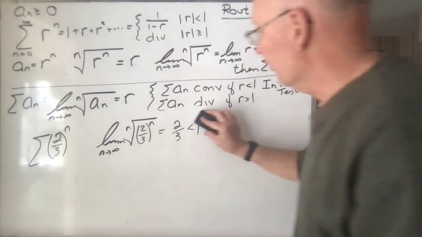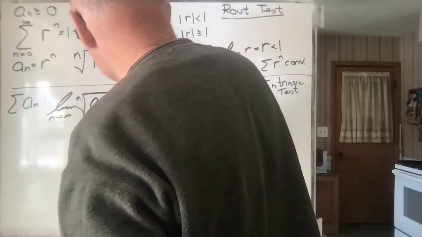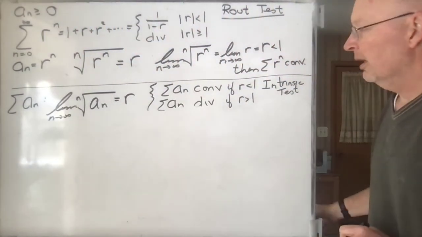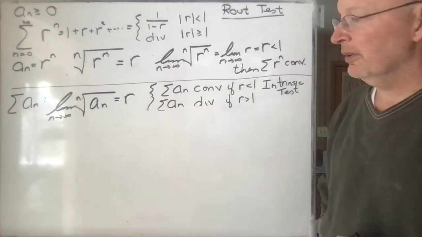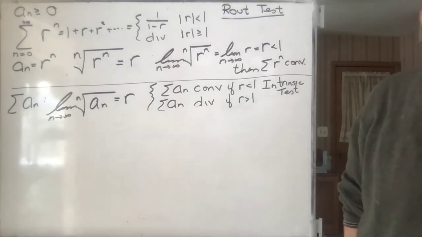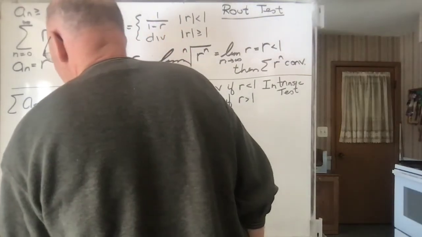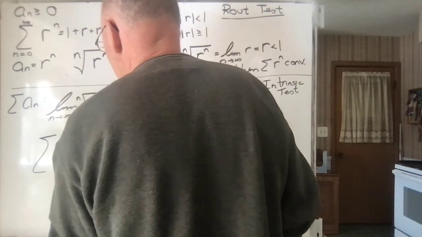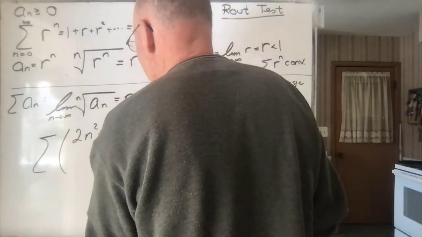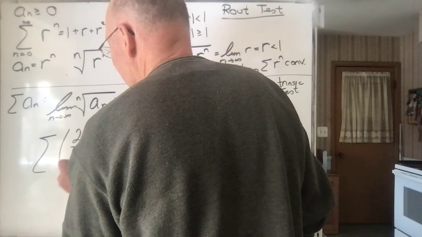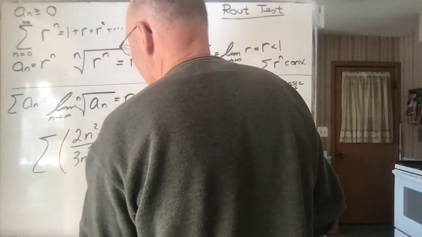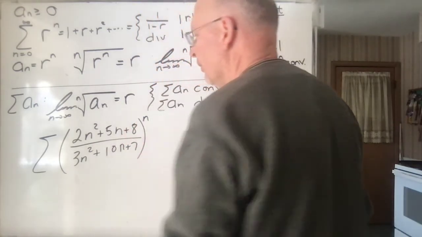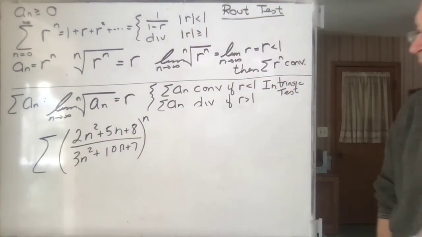The ratio test was especially nice whenever you have factorials, because if you take the nth root of a factorial, that doesn't lend itself to being solved. But where the root test is very nice is if you have something like this. Here's an example of something, say 2n squared plus 5n plus 8 all over, I don't care, 3n squared plus 10n plus 7, something like that, all to the nth power. All to the nth power, okay?